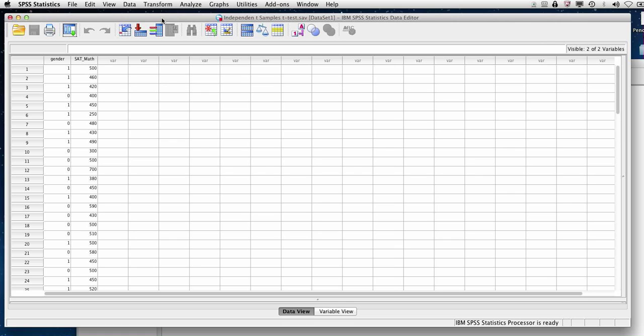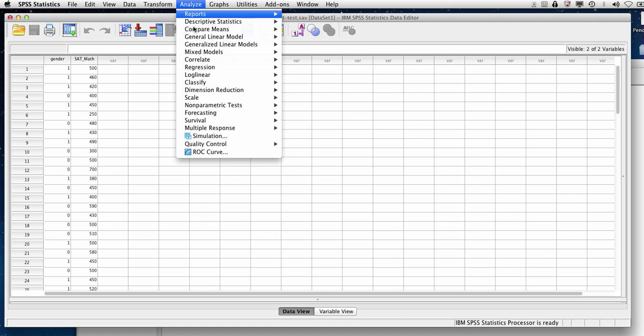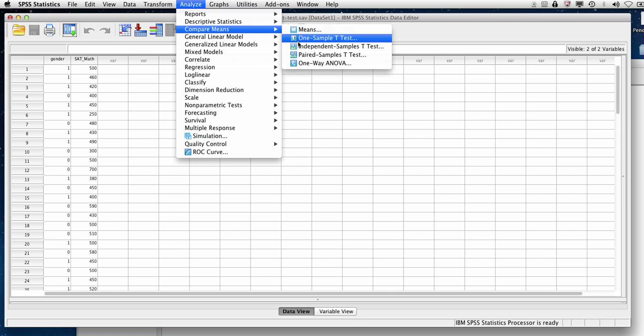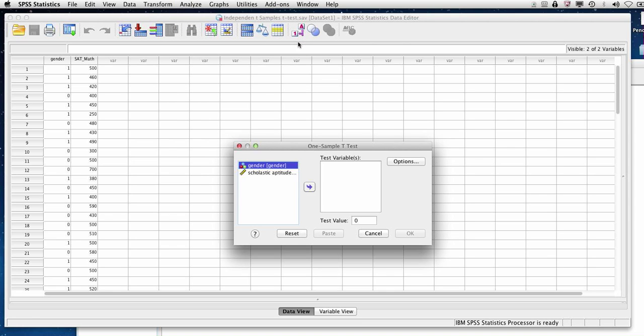In this case, I'm going to look at SAT scores in mathematics, and I have 75 scores that I will analyze. So to get started, we'll go up to Analyze, Compare Means, and One Sample t-test. Now, in this case, our test variable is the Scholastic Aptitude Math scores. So it's interval level data, and we're going to move that variable to the test variable box.